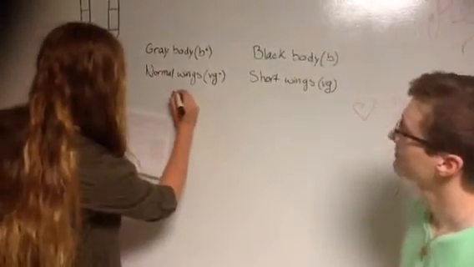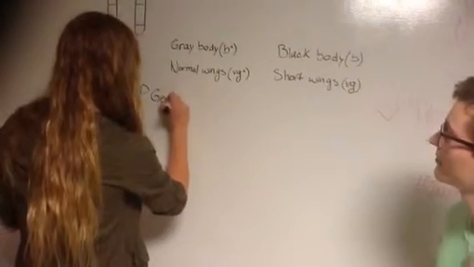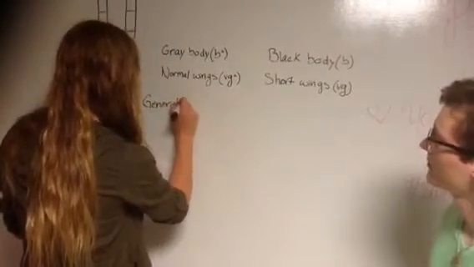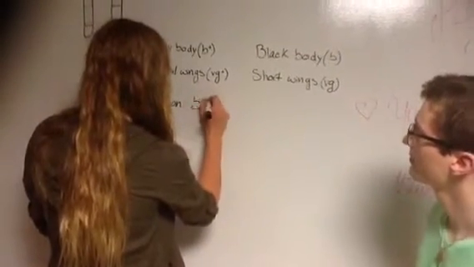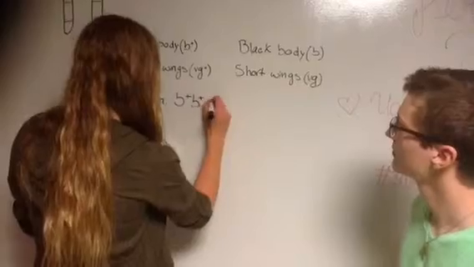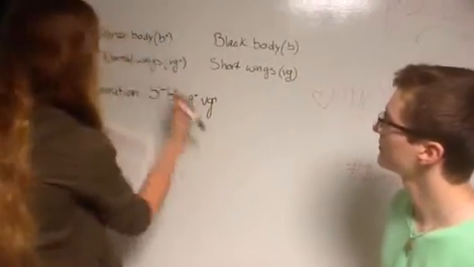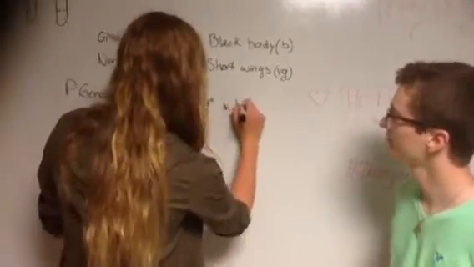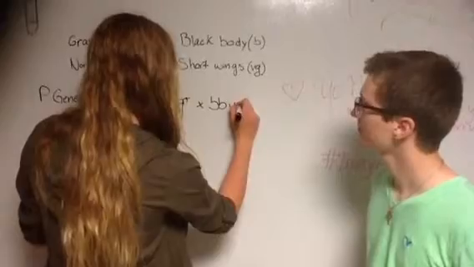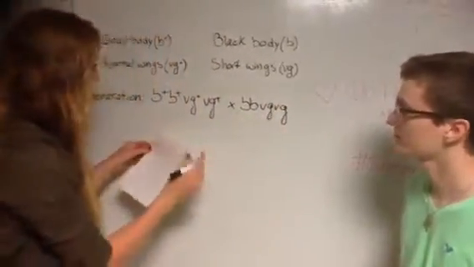So that was the P generation. It would be B plus, B plus, VG plus, VG plus, and that's the gray body normal wing, crossed with little b, little b, VG, VG, and that's the black-bodied short wing.